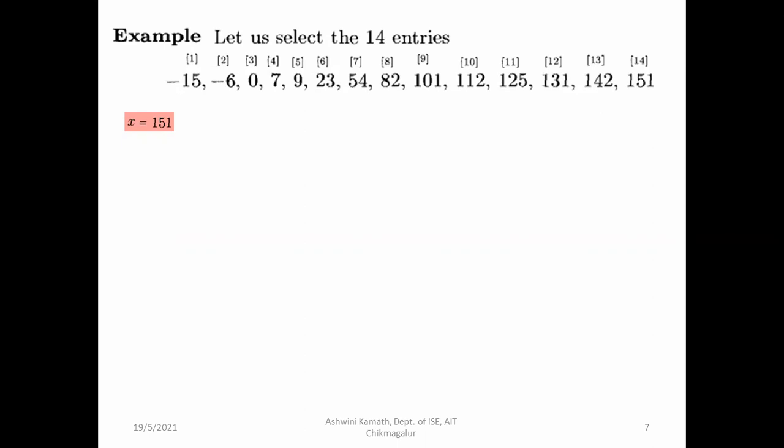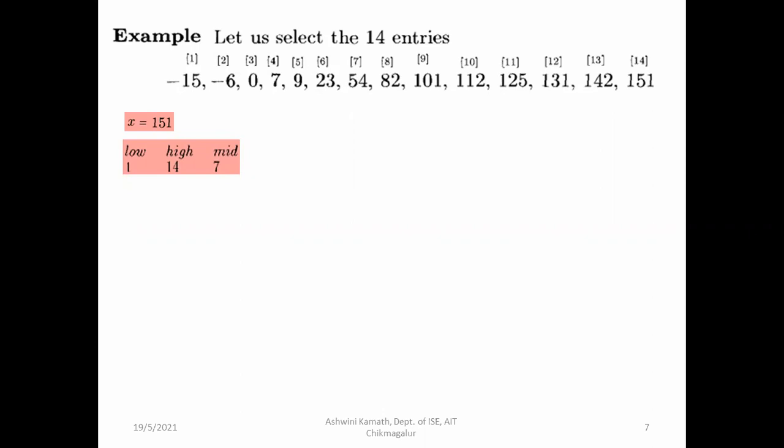So consider x is equal to 151, which is to be searched. We have to search whether it is present in the array or not. So we'll check how many comparisons are required. Low is equal to 1, high is equal to 14, mid is equal to (1 plus 14) divided by 2, which is equal to 7. That is the mid position. In the mid position, we have 54.